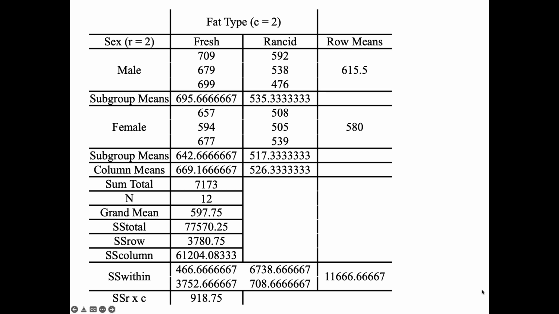Then for male rancid, you take 535.33, which is the subgroup mean. Subtract from that 615.5. Subtract from that the column mean, which is 526.33, and add to that 597.75. Square that. For female fresh, it would be 642.67 minus the row mean, which now changes to 580. The column mean is 669.17, and the grand mean stays the same. The row mean stays the same.